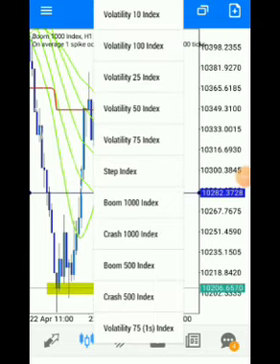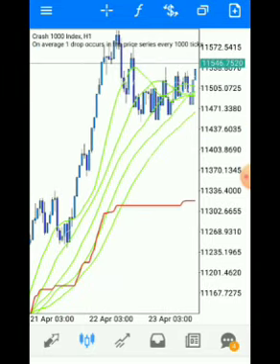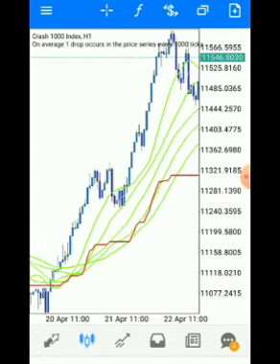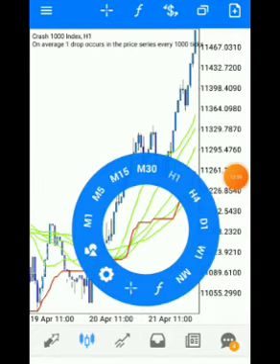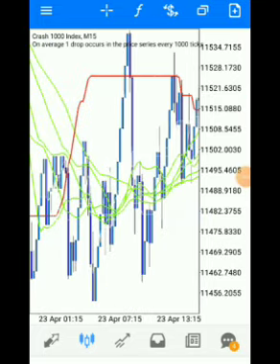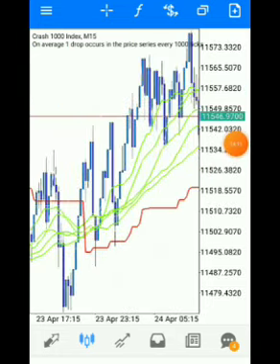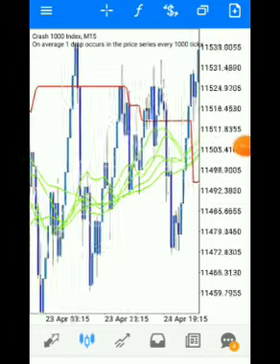Let me go a bit to Crash 1000 and then give you a little illustration on how to do this on the 15-minute time frame. Now remember what I told you: when we're in Boom 1000 and you see price doing this kind of thing, don't buy, don't sell. There's consolidation everywhere. The price is ranging.